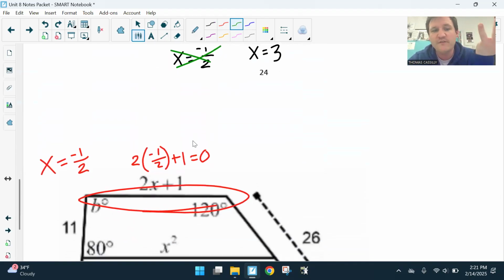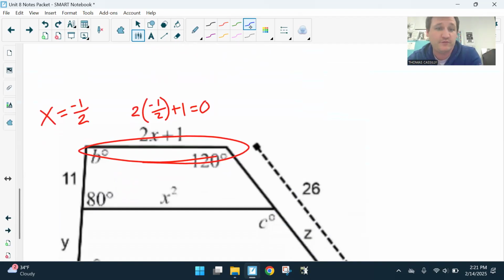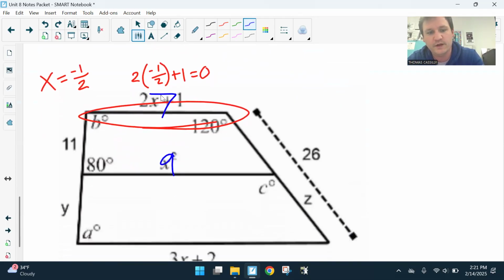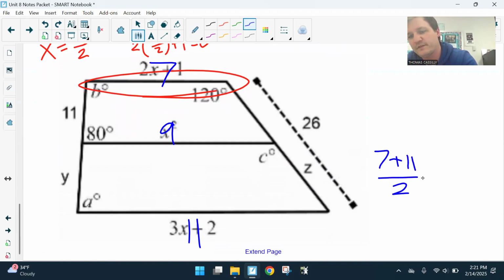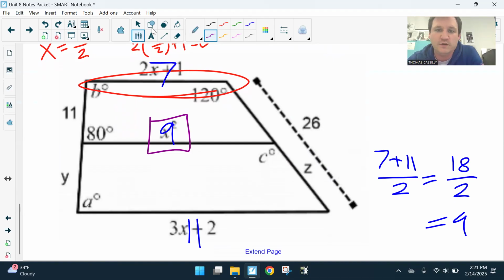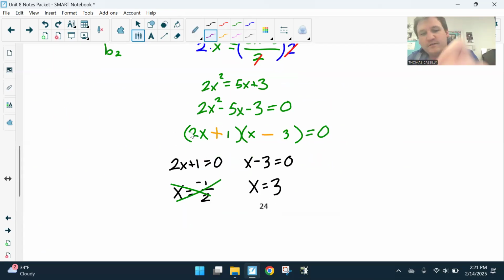If I were to plug in the 3, 2 times 3 is 6, and 6 plus 1 gives us 7. If I plug in a 3 here, 3 squared gives us 9, and for the last one, 3 times 3 is 9, plus 2 is 11. So let's look at this. We know 7 plus 11, if we chop that in half, that gives us 18 halves, which is equal to 9, which is this term right here. So x equals -1/2 is no good, but x equals 3, that's the answer that works.